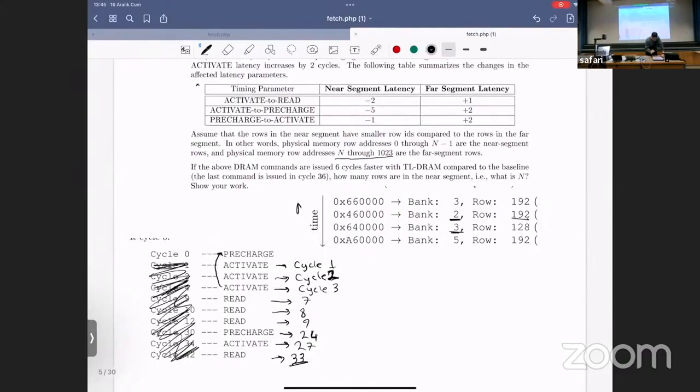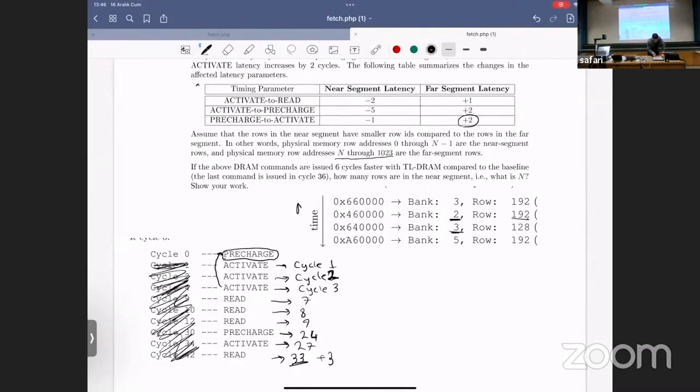And for that, there is one trick we can do. We don't know which row this pre-charge command targeted. So we will put that in the far segment first. If we do that, what happens is pre-charge to activate for that segment will be two cycles larger. And because we calculated with a pre-charge to activate latency that was 1 cycle smaller than the default, now we have to make it 2 cycles larger than the default. Now we essentially added 3 more cycles to this.